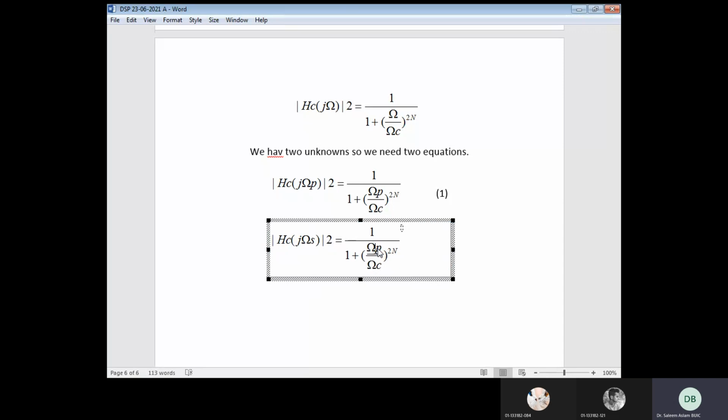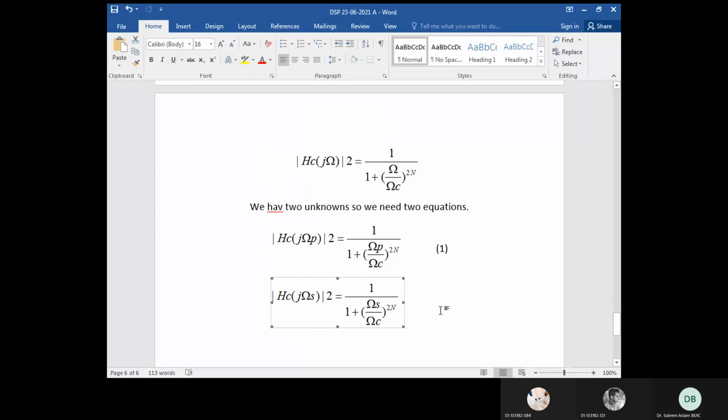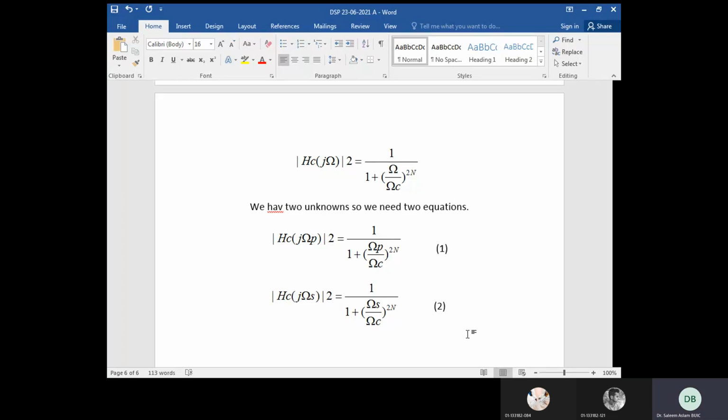And you can replace this P with S. Right? This is coordinate equation number 2. Right, so now you need to simultaneously solve these two equations.